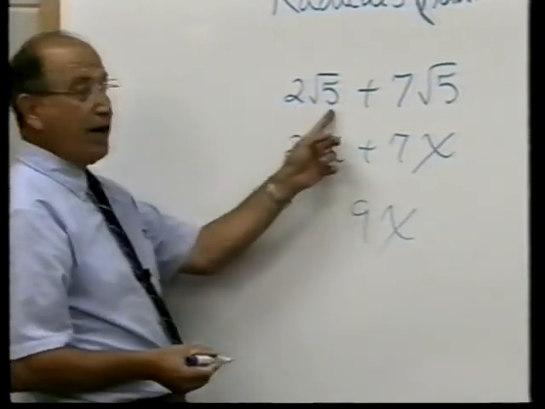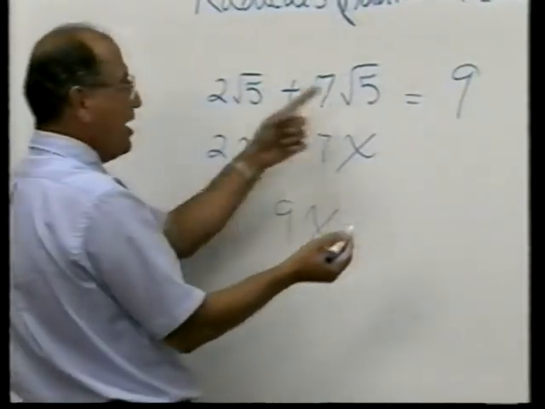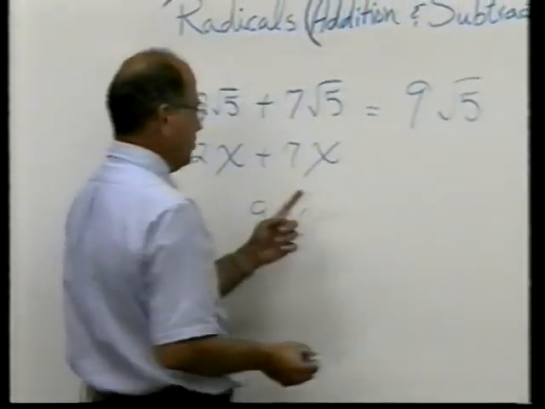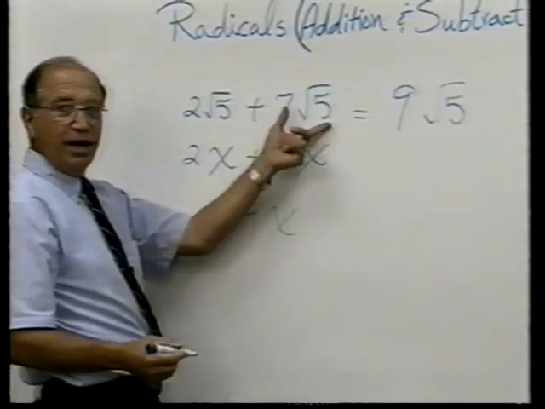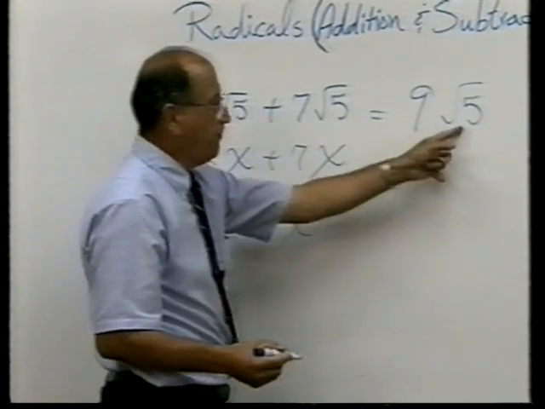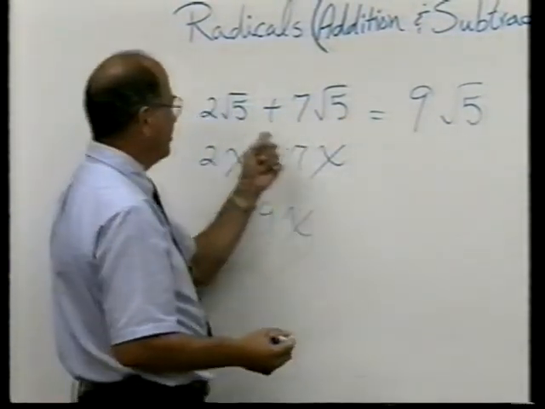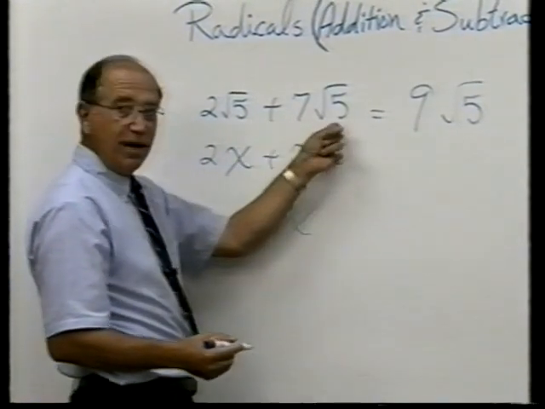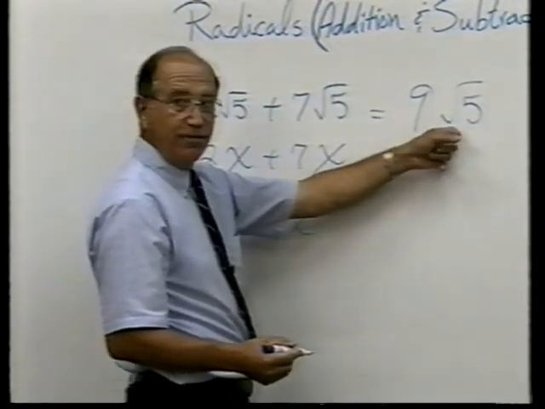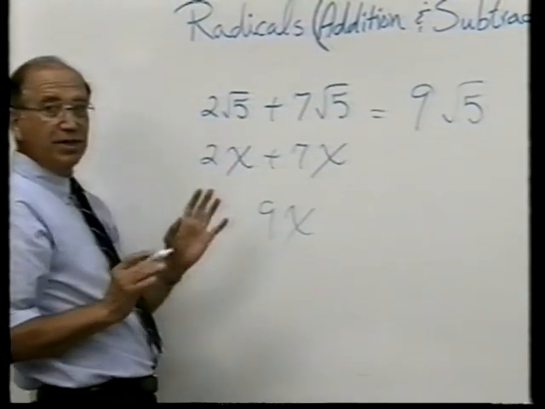Okay, so what's 2 radical 5 plus 7 radical 5? It'll have to be 9 and still radical 5, just like this one's still x, it's still radical 5. Like 2 feet plus 7 feet is 9 feet. 2 boys plus 7 boys is 9 boys. So 2 radical 5 plus 7 radical 5 is 9 radical 5. We add them if these 2 radicands are the same.